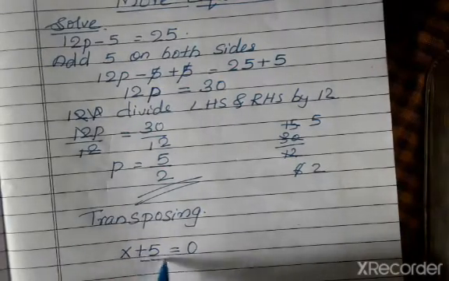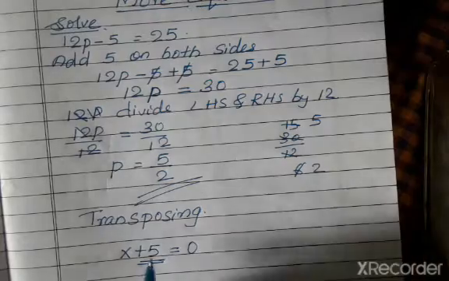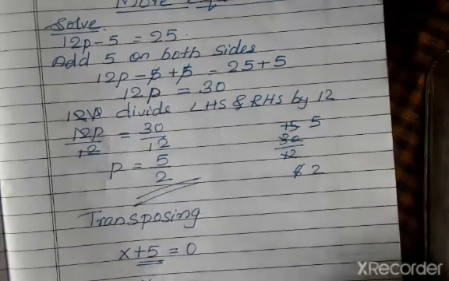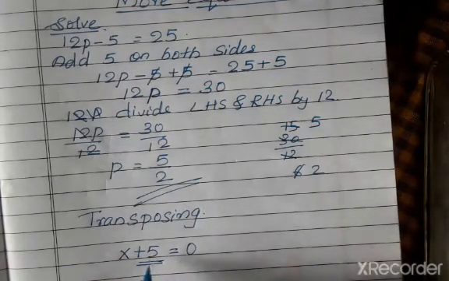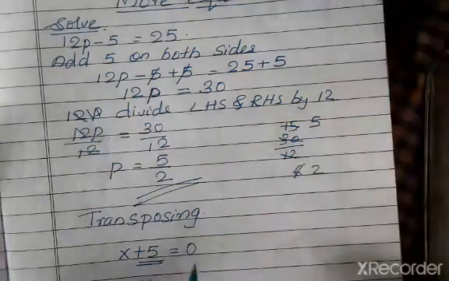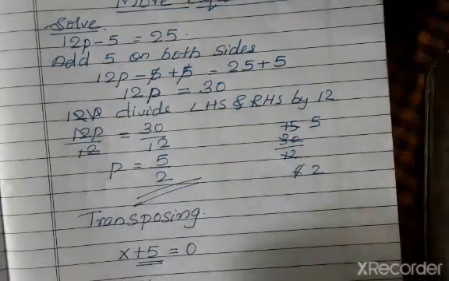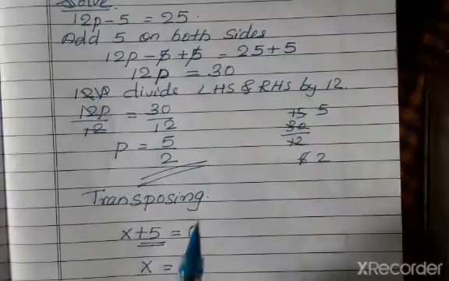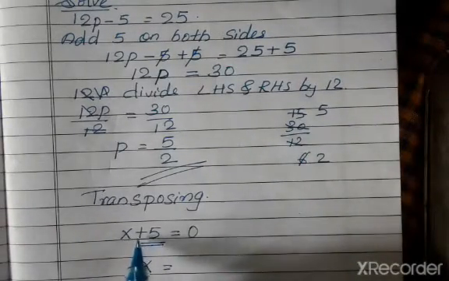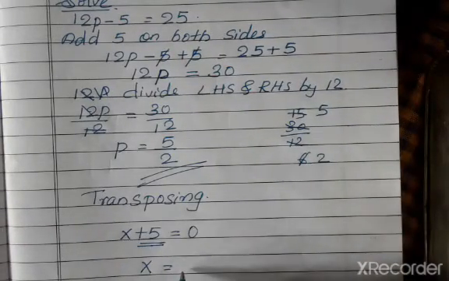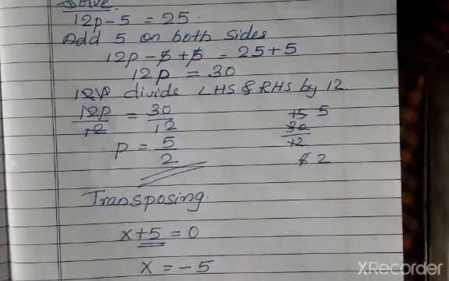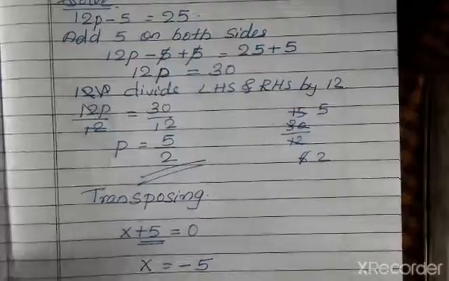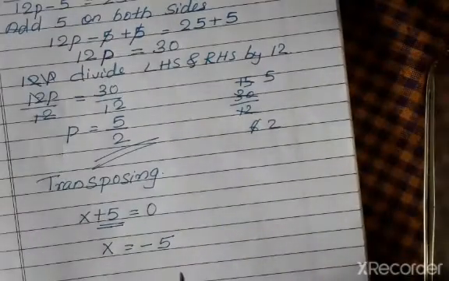So I am transposing the number 5. Then it will be x is equal to. That is changing the number 5 from left side to right side. When it goes from left side to right side, the sign will change. Here it is plus, so when it goes to the right side, it will be minus 5. Okay, children, this is transposing, that is changing the side.